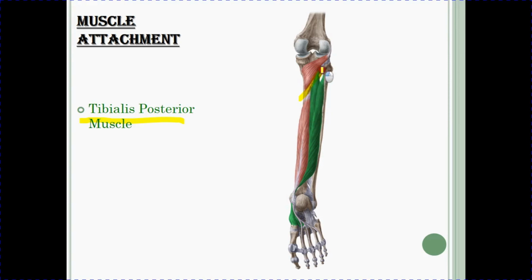Here is the soleal line. Now above the soleal line, the muscle is popliteus. Below the soleal line, on the medial side, we have flexor digitorum longus, and on the lateral side, we have tibialis posterior muscle.